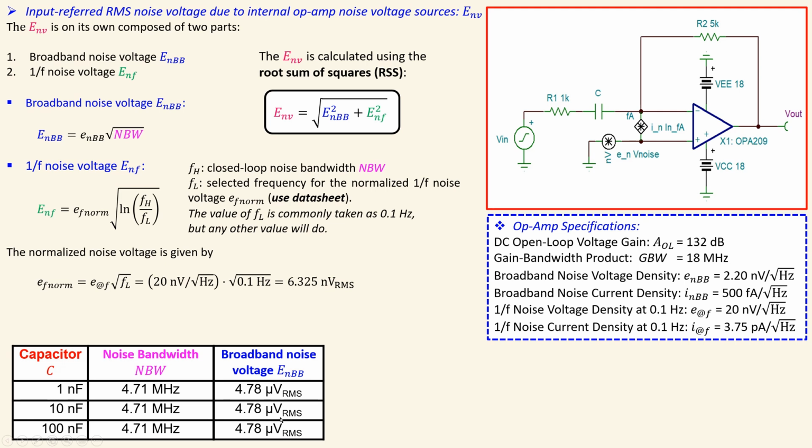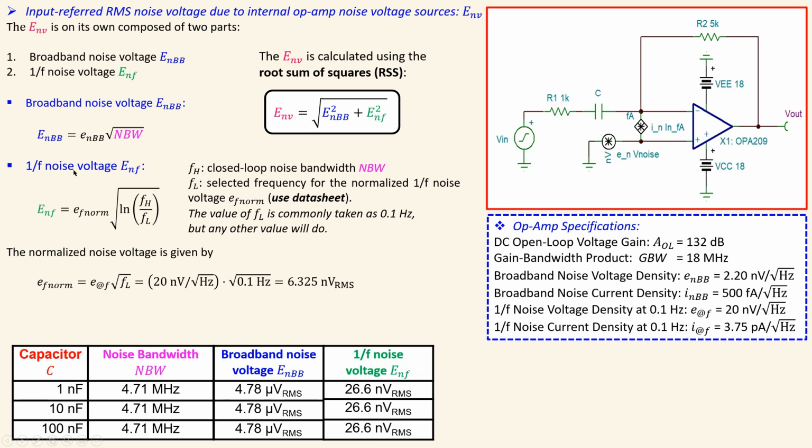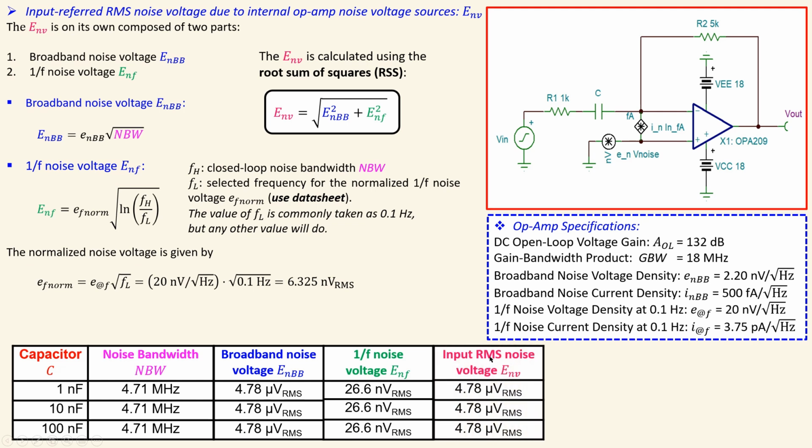Now, if I also work out the 1 over f noise voltage part, which is given by this expression, just substitute these values in here, use the noise bandwidth formula here and divide it by 0.1, take the ln, and then square root that value, you will have these expressions. Now, we need to, of course, calculate the input referred RMS noise voltage due to only the input noise voltage source of the op-amp. And that's this.